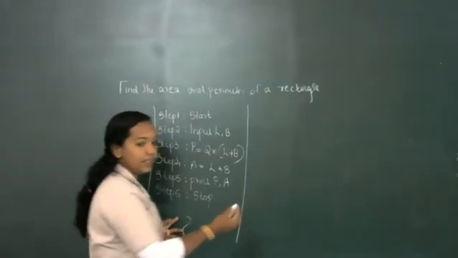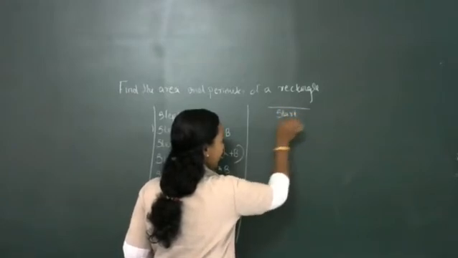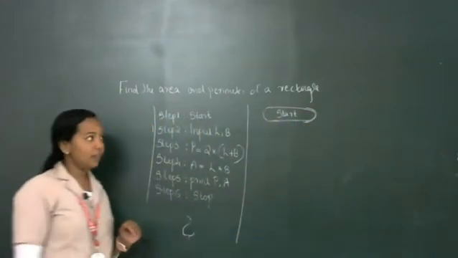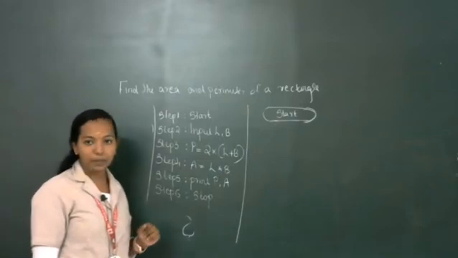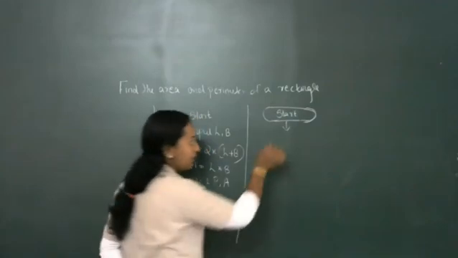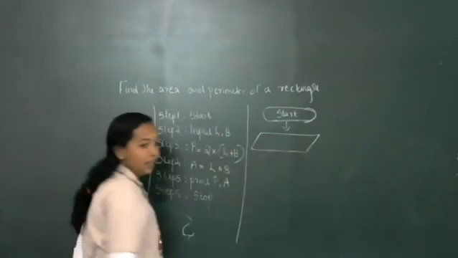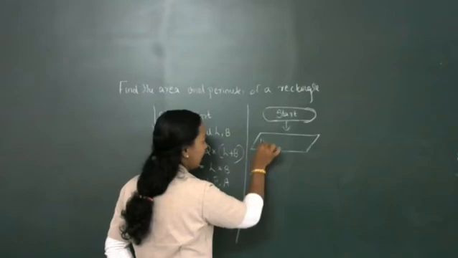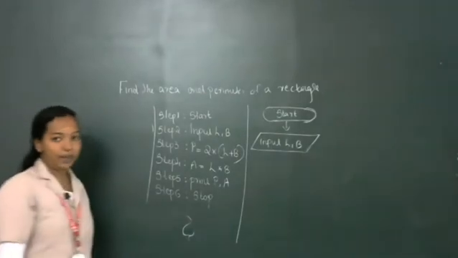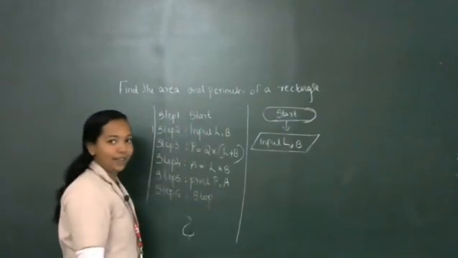So how do we represent step 1, start? Which symbol are we using? The terminal symbol, start. Then step 2, input L comma B. That is an input statement. For representing an input statement, which symbol are we using? The parallelogram. Inside the parallelogram I write: Input L comma B, length and breadth.